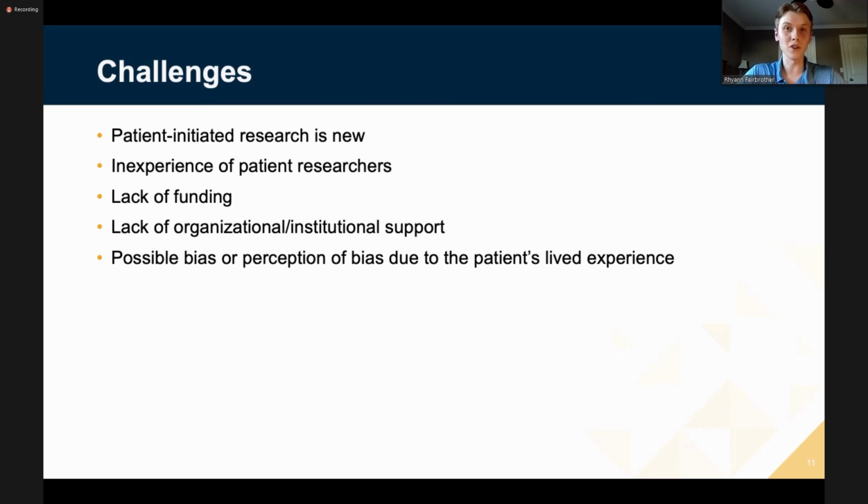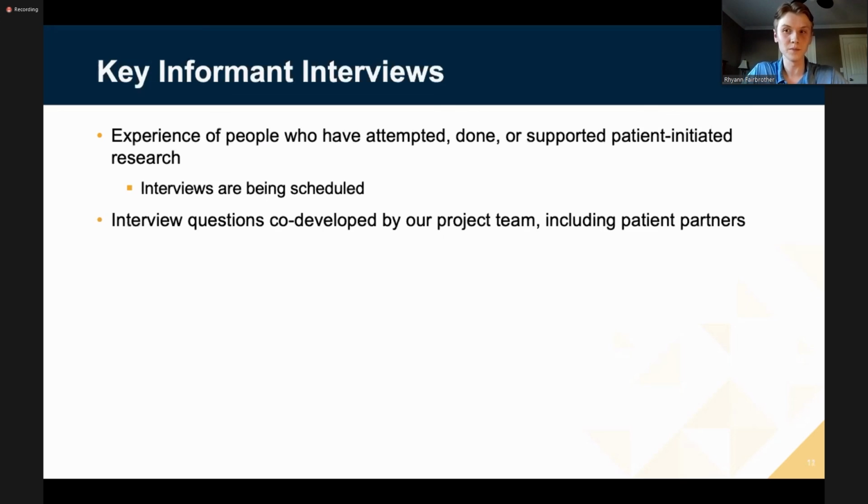Something that was also perceived is the possibility of bias, or perception of bias, due to the patient's lived experience and possible different interpretations of the data that has been presented. As we've said with us conducting our literature search, the next part of this project is to conduct key informant interviews, which I'll pass over to Sunny, because we think that this is going to be really important for us moving forward as we culminate our report.